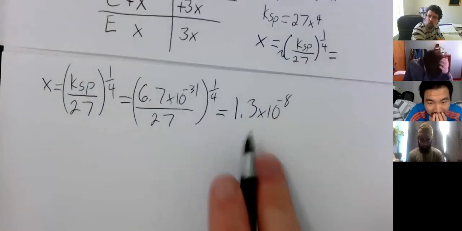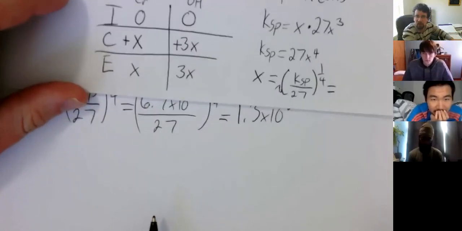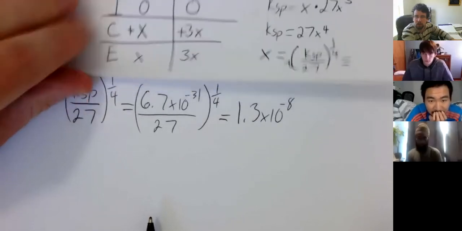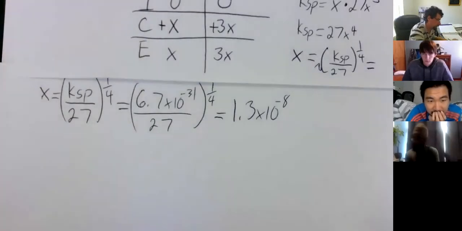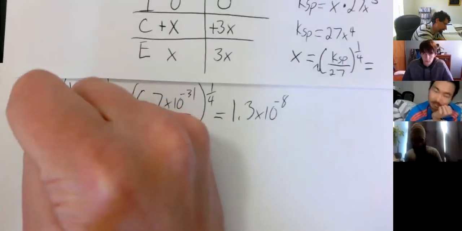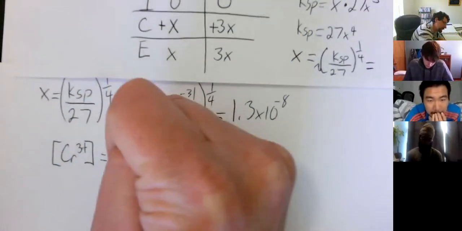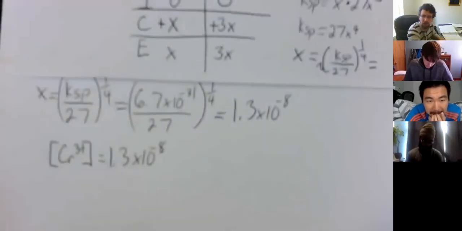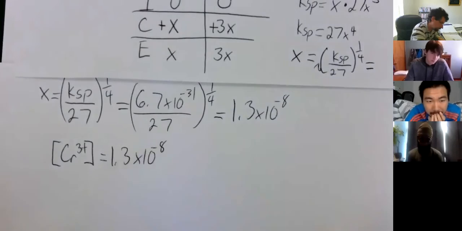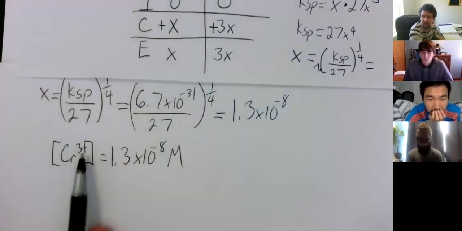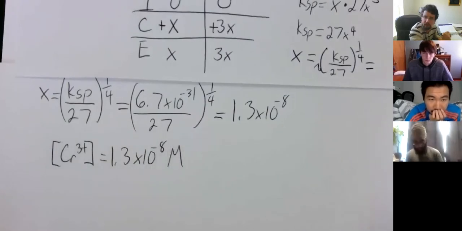Okay, so what does this X value describe again? Looking back at our ICE chart. How much dissociated? Specifically what? Cr3 plus. Yep. So Cr3 plus is equal to 1.3 times 10 to the minus 8. And what's my unit on this? Molar. Yep, molar. That can sometimes be implied with these brackets. I like to put it on there just so I don't lose track of it.